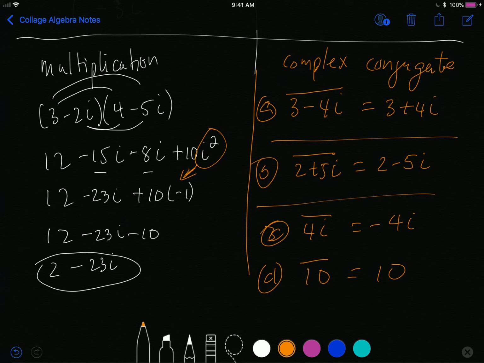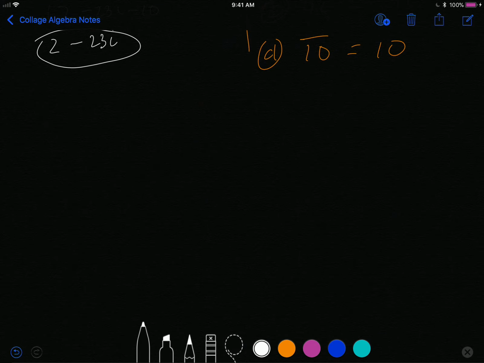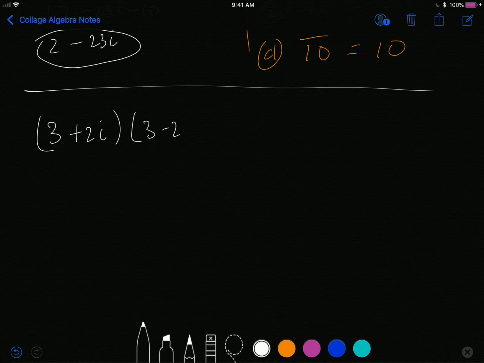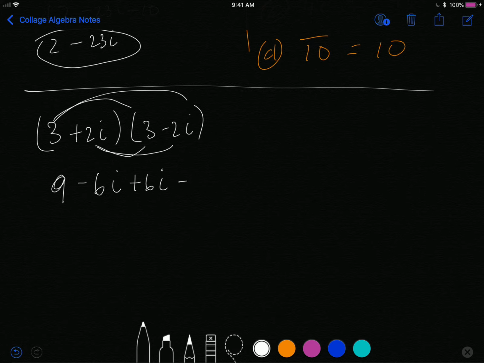It has many uses, but the most practical use of the complex conjugate is that if I multiply a number, 3 plus 2i, times its conjugate, 3 minus 2i, the result will be an entirely real number. The i's will vanish. 3 times 3 is 9. 3 times 2i is minus 6i. 2i times 3 is plus 6i. And then 2i times 2i is negative 4i squared.